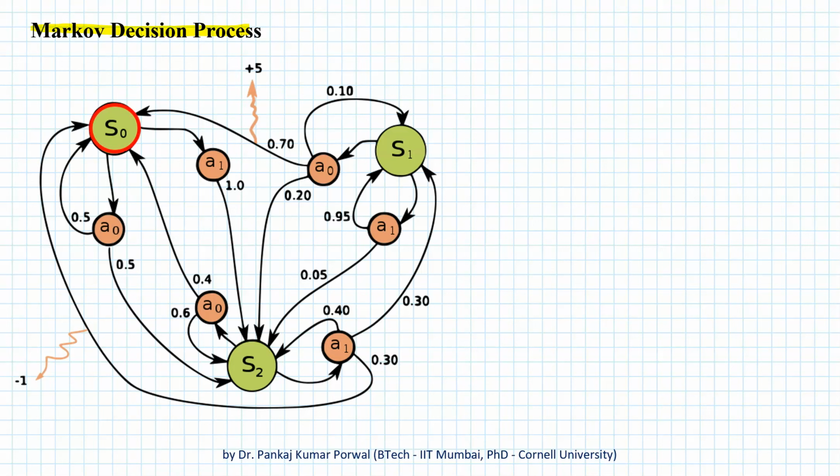So for example, if in state S0 the agent takes action A0, then the probability of transitioning back to state S0 will be 0.5, and the probability of transitioning to state S2 will be 0.5, and the process cannot transition to S1 from S0 under action A0. Now if the agent takes action A1, then the process will transition into state S2 with probability 1, and the process cannot transition from S0 to S1 or S0 under action A1. And corresponding to any transition from one state to another state, the agent will receive some reward, and the reward can be either positive or negative. So this describes the Markov decision process.